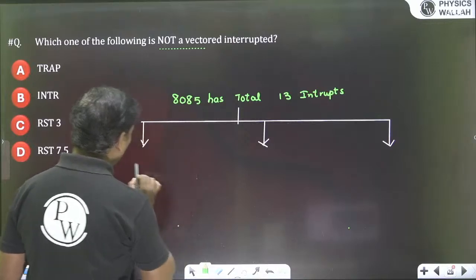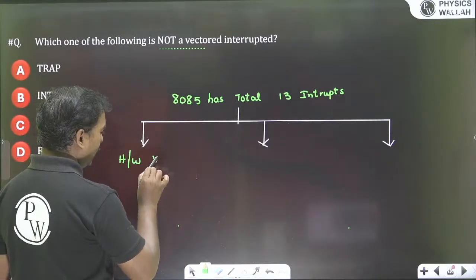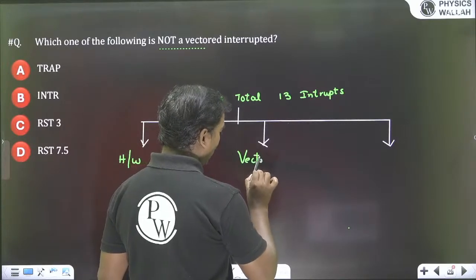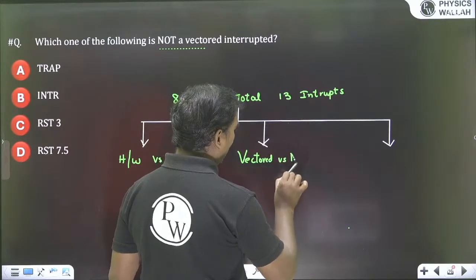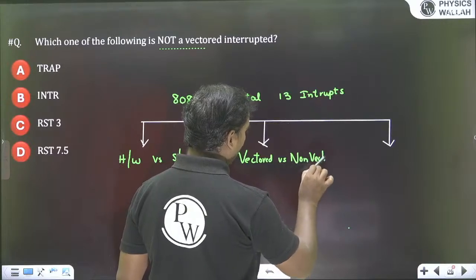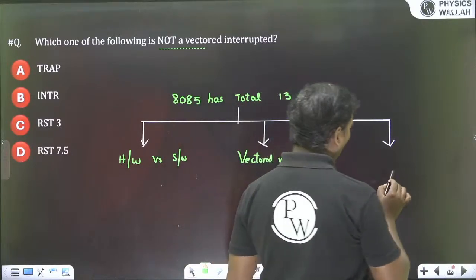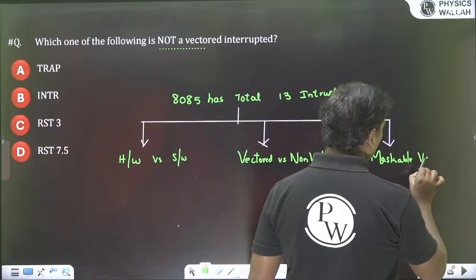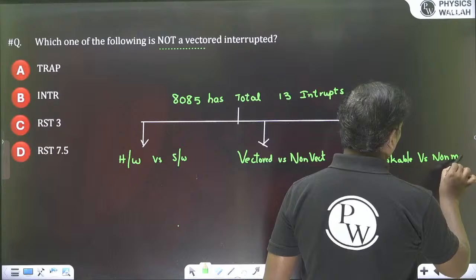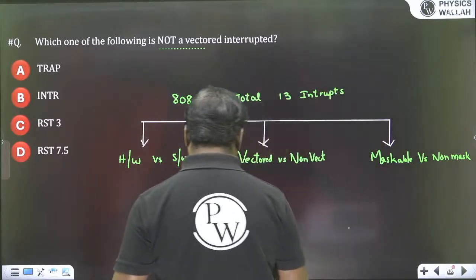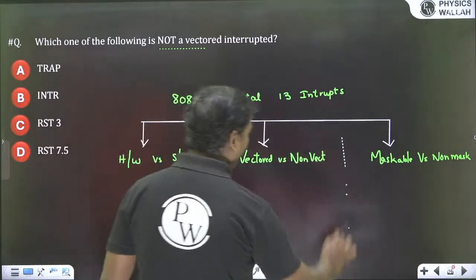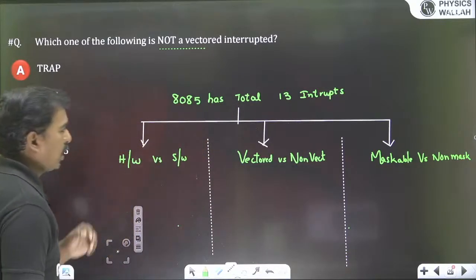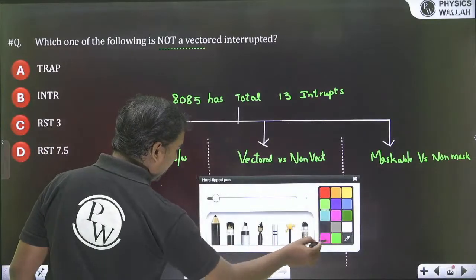They are classified as hardware versus software, vectored versus non-vectored, and maskable versus non-maskable. So these are the classifications, my dear. Vectored versus non-vectored, maskable versus non-maskable, hardware and software. So what are the hardware interrupts, my dear? Let me take the table here.